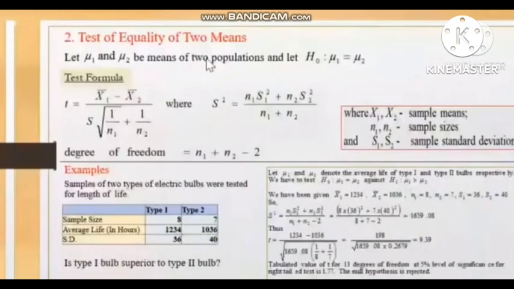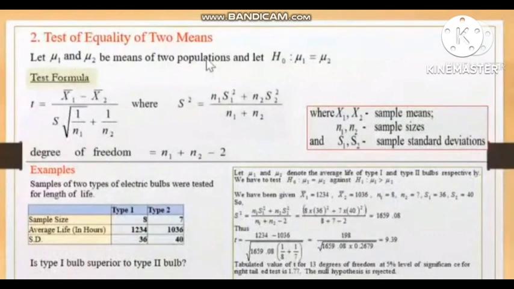Now, the test of equality of two means in small sample tests. You see, in the large sample test we had denoted it by Z. Now we are denoting it by T. X1 bar, X2 bar, all we know, these are the sample means. N1, N2 are sample sizes. S we would calculate by this formula, where S1 and S2 are the two sample standard deviations. So we would calculate the value of this.